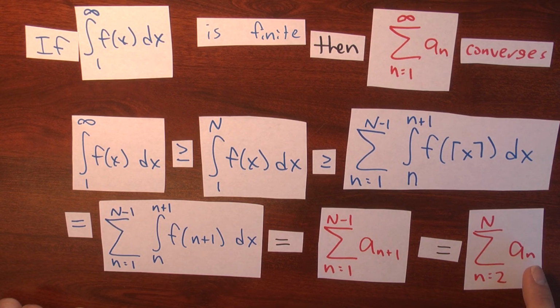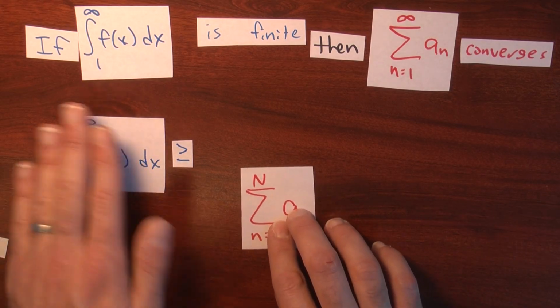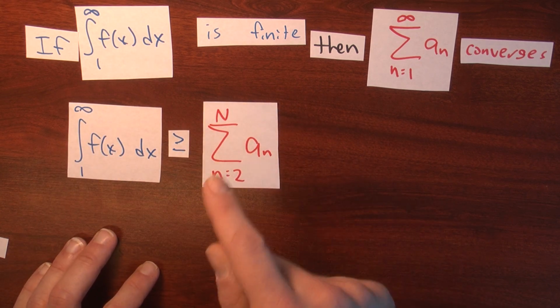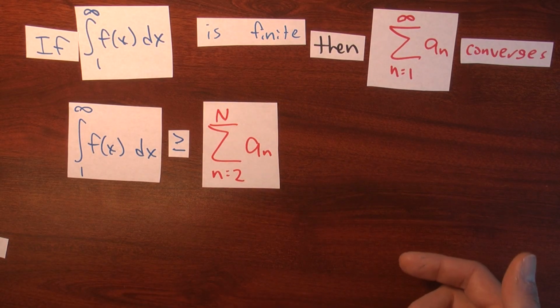So altogether, what I've shown is that this integral, which has some finite value, is an overestimate of this, which is almost the partial sum. It's just missing a sub 1.